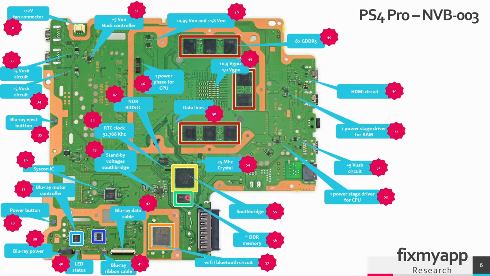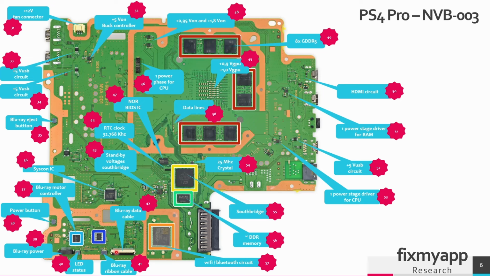This is the first DDR memory. So this one is on the bottom side, and on the top side there's the other one. This square metal component is the Wi-Fi and Bluetooth circuit. So these test pads are data lines that will go to the APU. By measuring the test points in diode mode, you can determine the health of this APU.